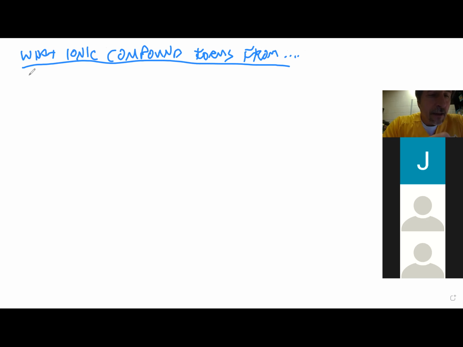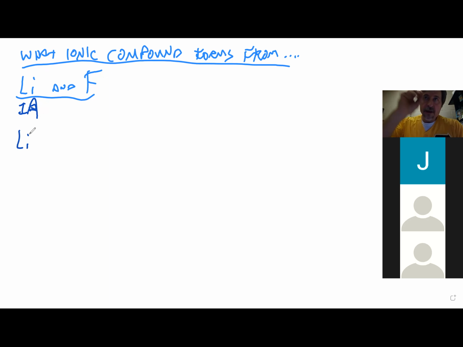So let's try Li and F. Well, I hope it's obvious what you do. You have to figure out, if you can, what the ion will be. Remember, this is a metal plus a non-metal, right? So Li is in group 1A. It has one electron in its outer shell. It wants 0 or 8. It's going to lose one to make an Li plus 1.